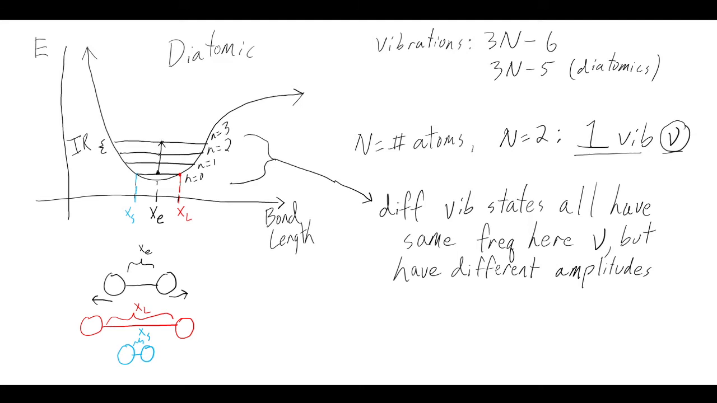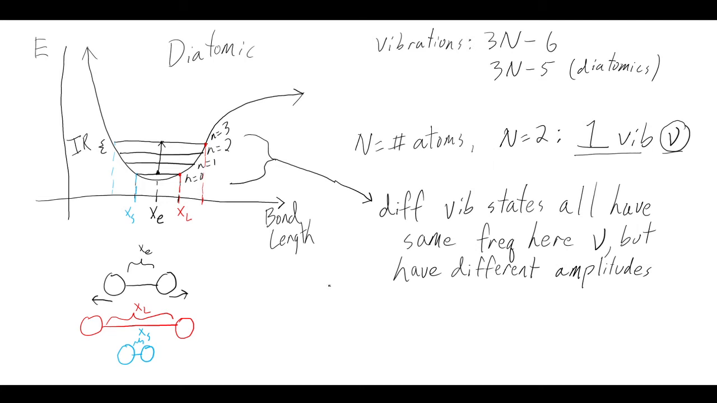You're not changing the frequency of that vibration. What you're changing here is how far out the atoms get in that certain frequency and how far in they get. That's what you're adding in IR spectroscopy. Okay, so that's the picture we want to have in our mind. We can transition between these different amplitudes by absorbing or emitting light, but the frequency of that motion doesn't change.